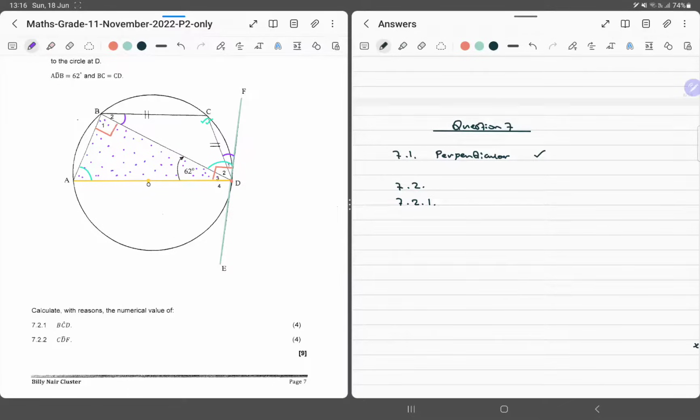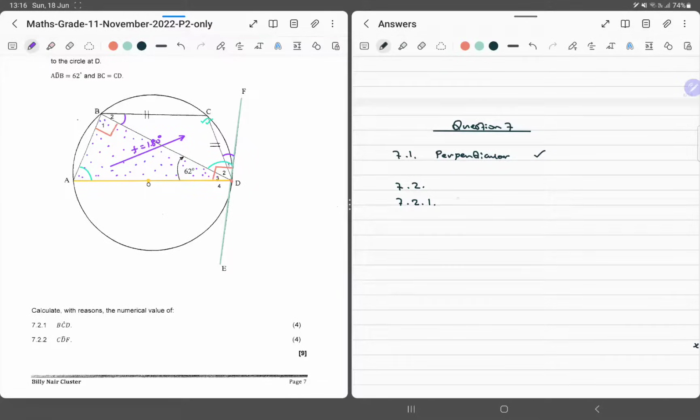We need to find A. Then, after that, we look in the cyclic quad ABCD. Those two are supplementary, so we will do stuff like that eventually. We know that those two will add up to 180 degrees. All right, not a problem. So that's fine, let's start.